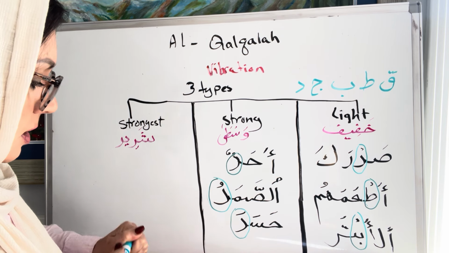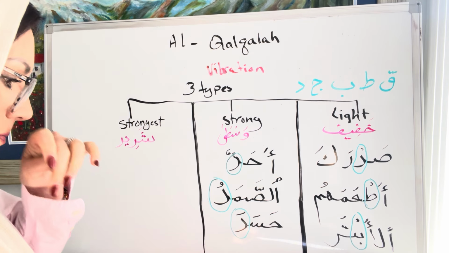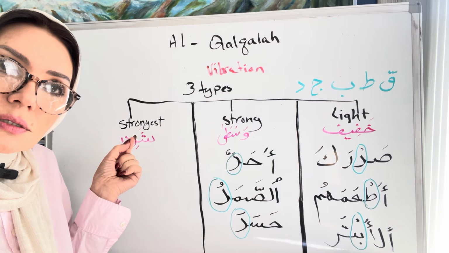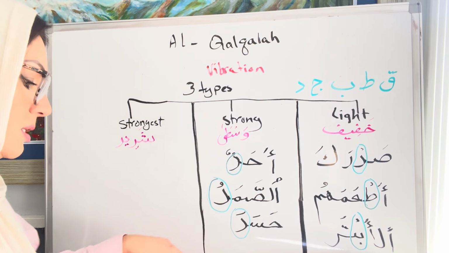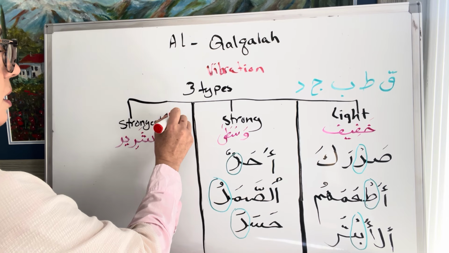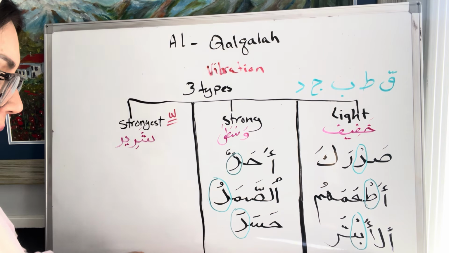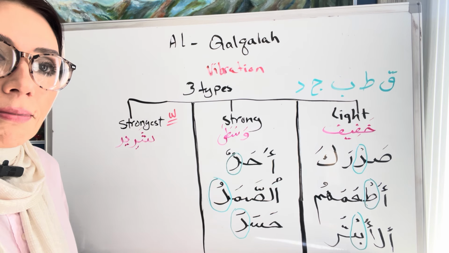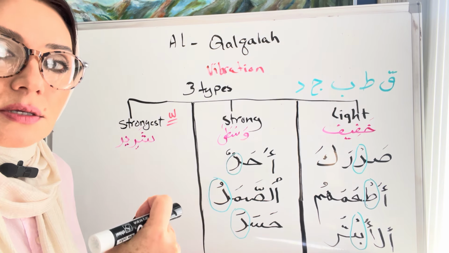All right. Now we come to the strongest. There's a nice little clue for the strongest. If you see that, you know that, okay, that's the strongest. What is that little clue? There's always going to be a shadda on the word. Okay, so that kind of tells you, okay, that's the strongest, so I have to really, really emphasize it.